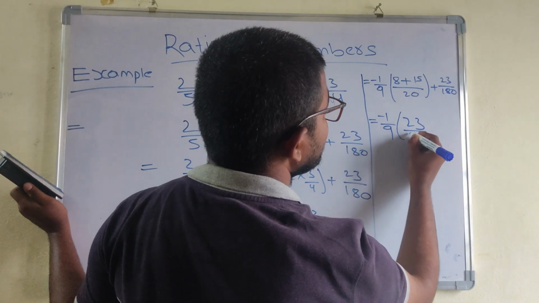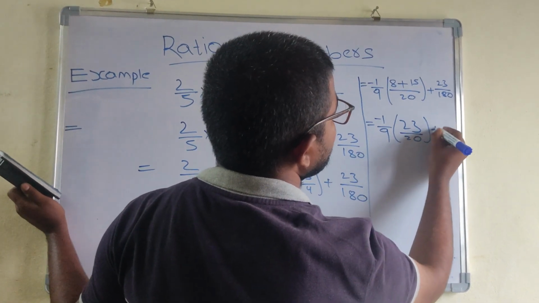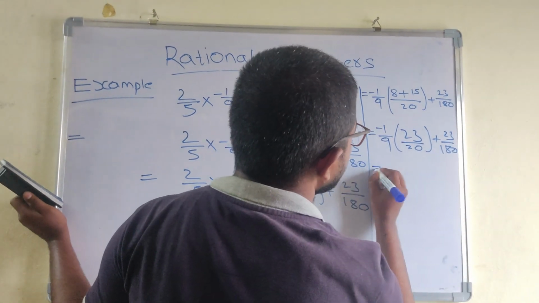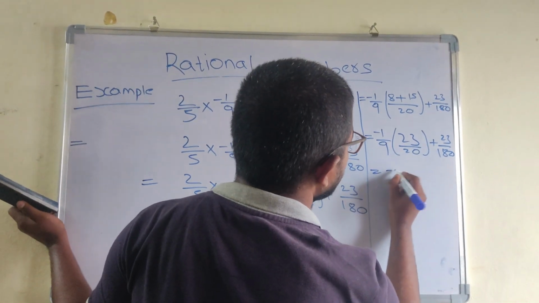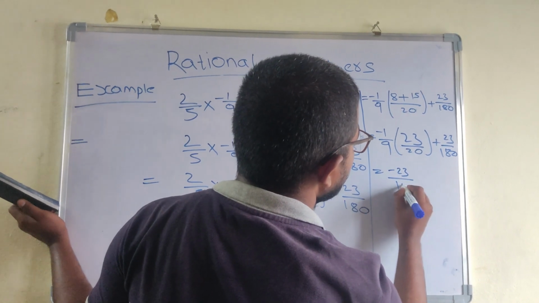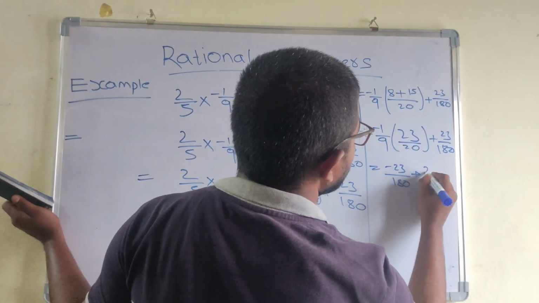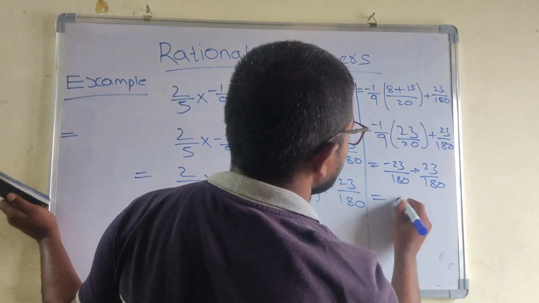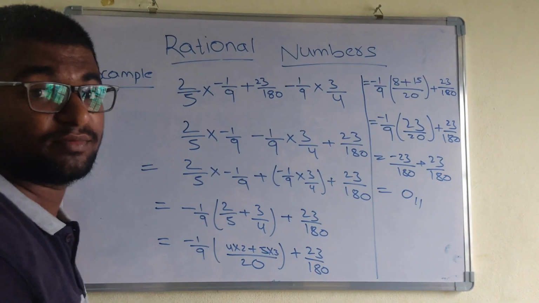23 by 20 plus 23 by 180. Next, do the multiplication. Minus 23 by 180 plus 23 by 180 equals 0. We get the final result 0.